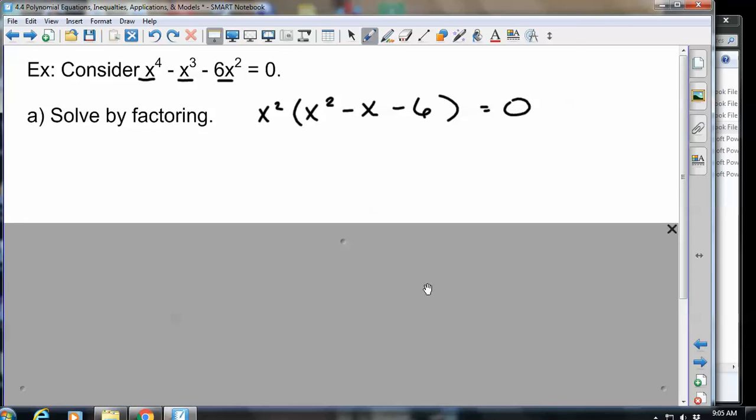Good. Is it completely factored? No. x squared, I can't do anything else with that, but the inside I could try the box method. It's a 1x squared, so we could use the shortcut. x squared breaks into x and x. Multiply to -6, add to -1.